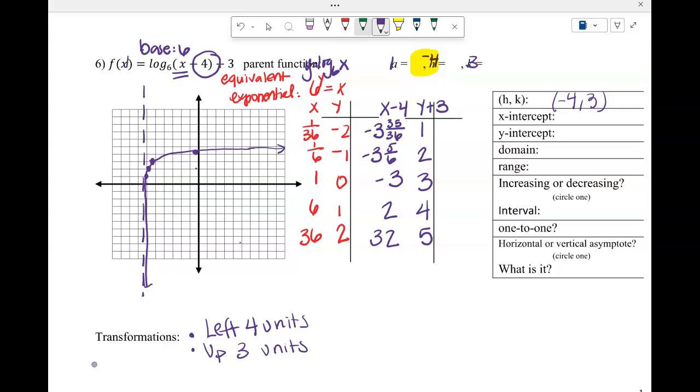Then the domain is going to be from negative 4 to infinity. Your range is all real. This time it is increasing over your domain. It is definitely a 1-to-1. We have a vertical asymptote, guys, at x equals negative 4.